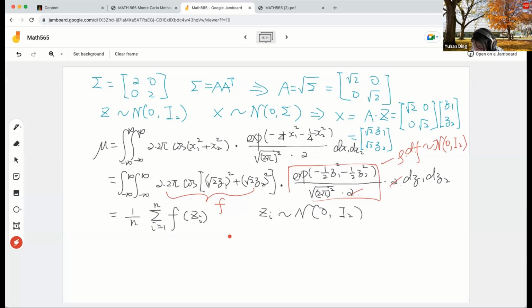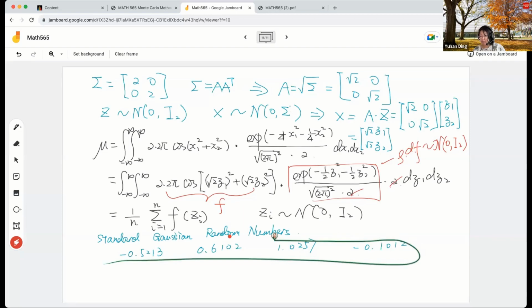However, if you're trying to do it not by hand, just understand the idea. So suppose you're given some standard Gaussian random numbers, and you know they are IID. For example, negative 0.5213, 0.6102, I just made these fake numbers, okay, 1.0257, and then another negative 0.1012. Suppose you are given these 4 Gaussian random numbers. How can you implement to find one estimator of this mu?